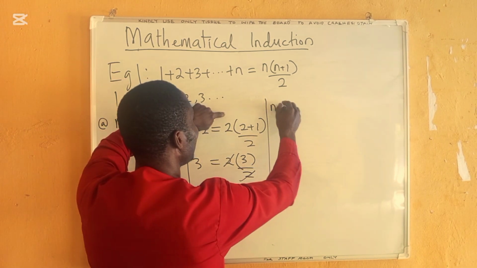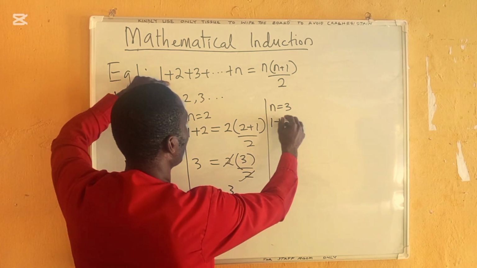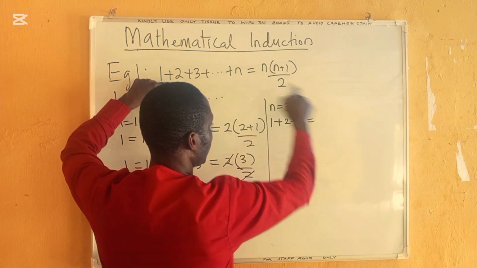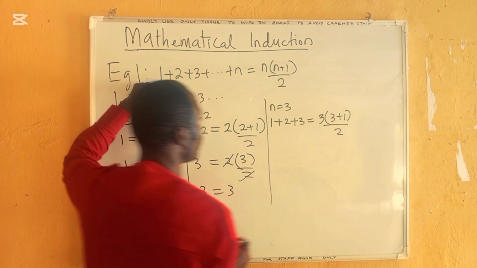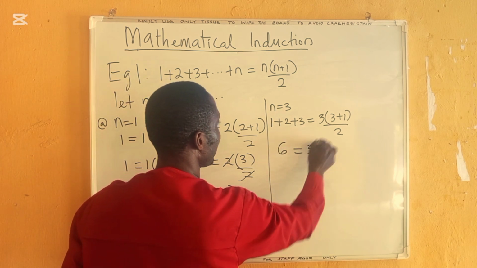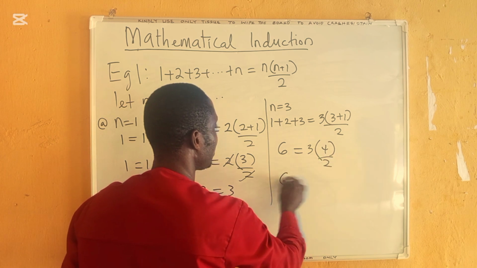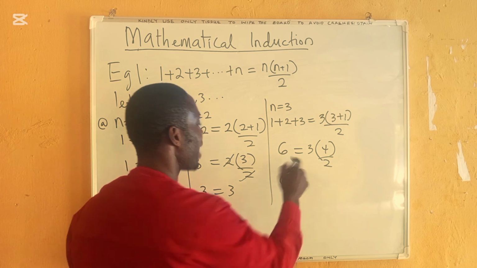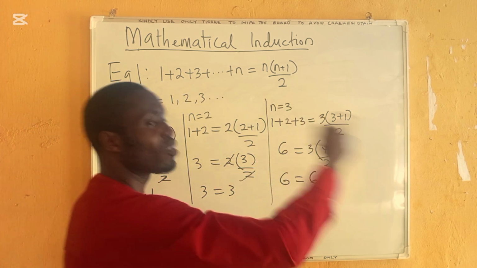Finally, we have n is equal to 3. At n is equal to 3, we have 1 plus 2 plus 3 is equal to, when n is 3, substitute there, you have 3 into 3 plus 1 divided by 2. So 1 plus 2 plus 3 will give us 6 is equal to 3 into 3 plus 1, which will give us 4, divided by 2. Of course, 6 is equal to 4 divided by 2, which gives us 2, 2 times 3, that will give us 6. You can do that for 4, 5, 6, 7, and so on and so forth.